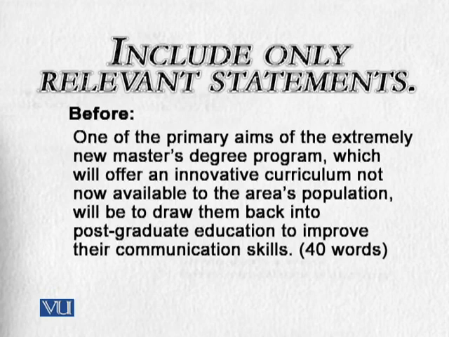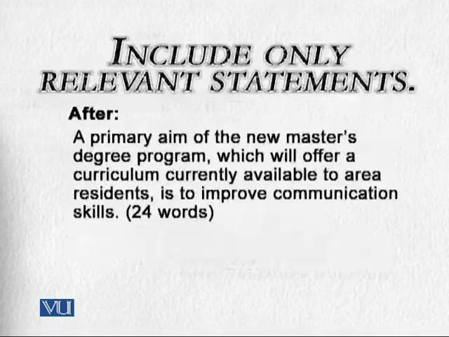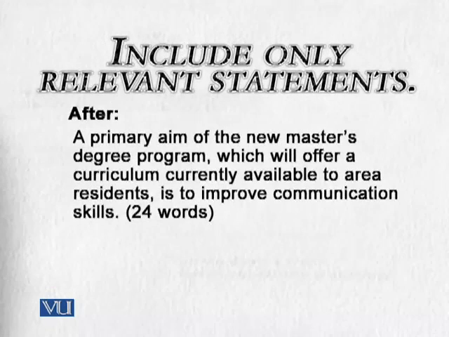Now, this can be changed into a rather more concise sentence this way. A primary aim of the new master's degree program, which will offer a curriculum currently available to area residents, is to improve communication skills. I repeat, a primary aim of the new master's degree program, which will offer a curriculum currently available to area residents, is to improve communication skills. 24 words only. Now, our third principle, avoid unnecessary repetitions.